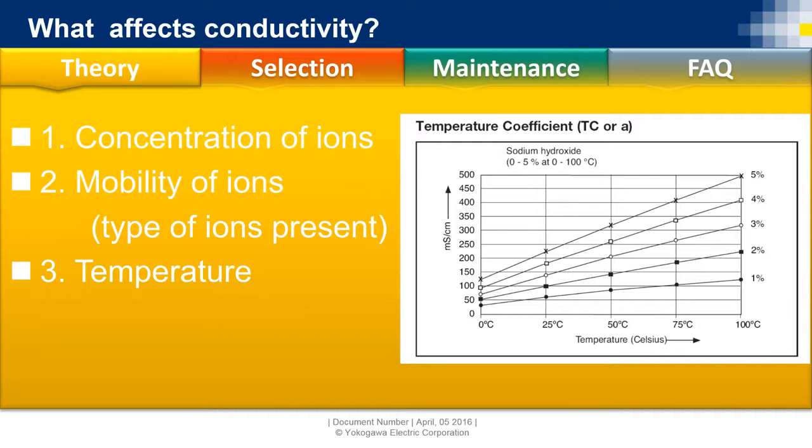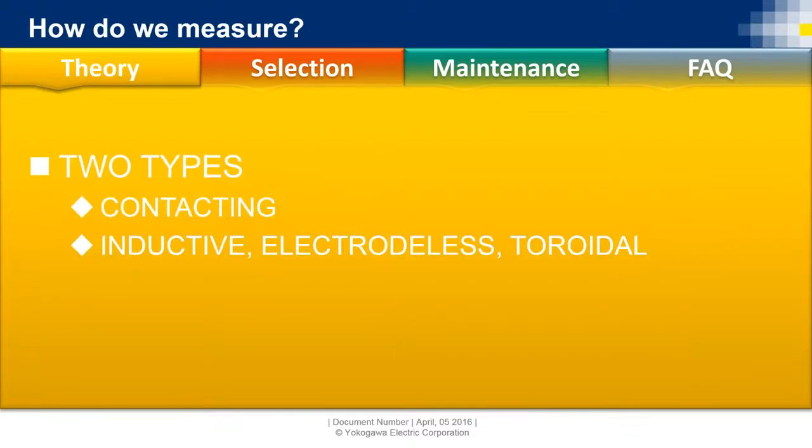In pharmaceuticals, they have to actually report and calculate uncompensated values. So there are some instances where you wouldn't do temperature compensation, but for the most part you will do temperature compensation. So how do we actually measure conductivity itself, besides the calculations that are done in the analyzer?